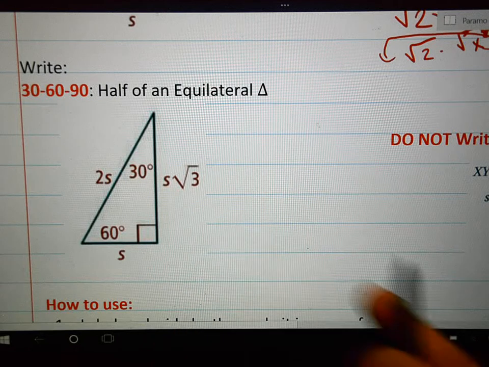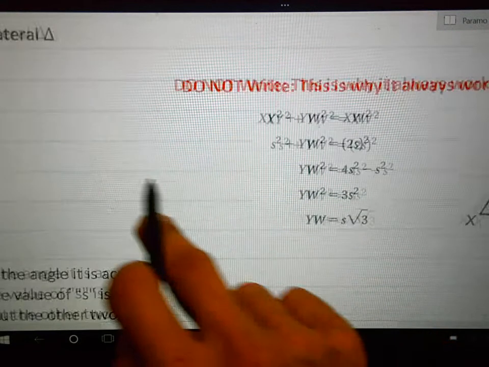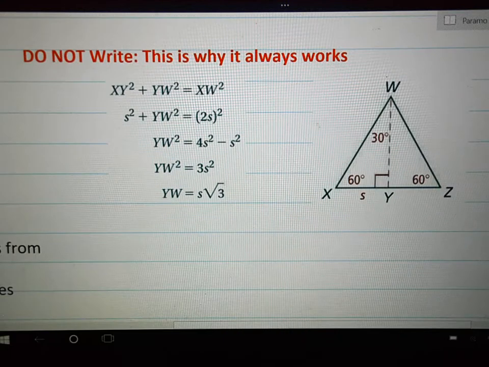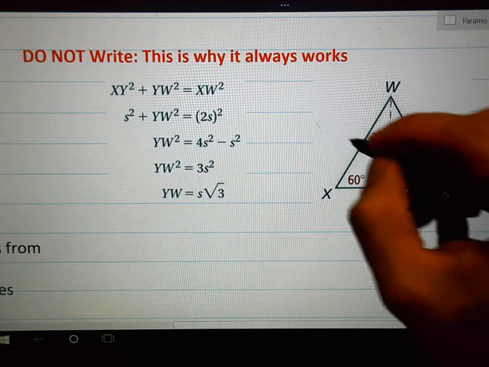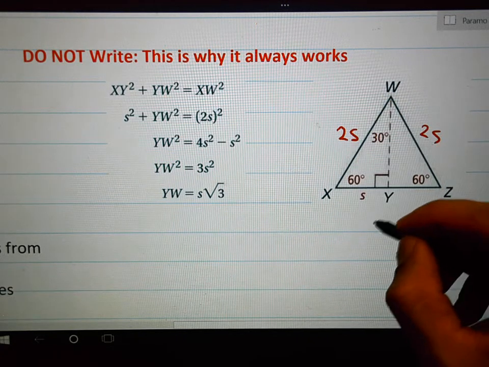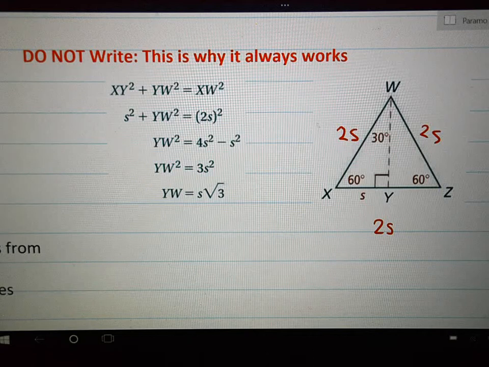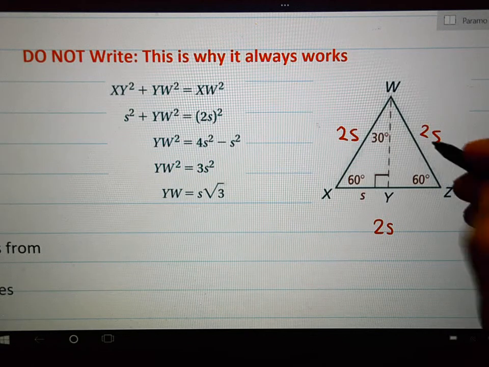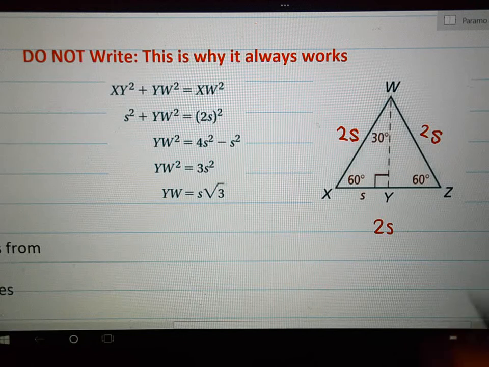Now, why does that work? Because it's half of an equilateral triangle. Let me show you what I mean. If I had an equilateral triangle and all three sides were the same, let's just say that this side was a length and this side was the same length and this side was the same length. Doesn't matter what the length is. It could be 10, it could be 100, doesn't matter. I'm going to call it 2s and 2s and 2s. It's just a length that's the same on all three.